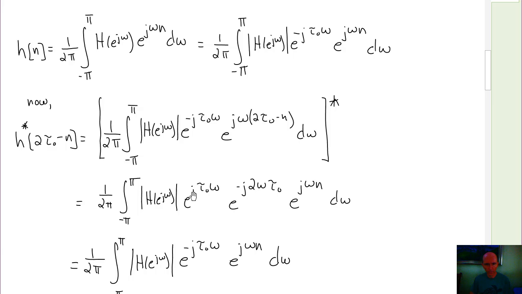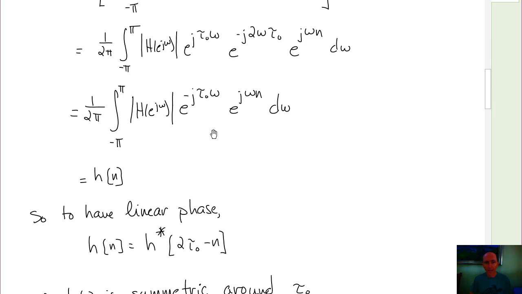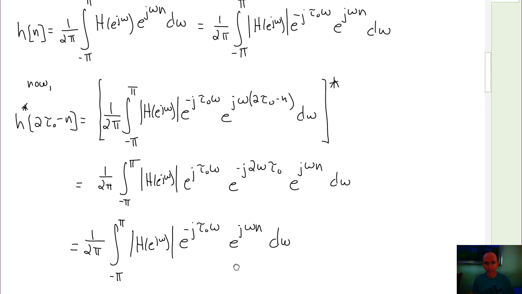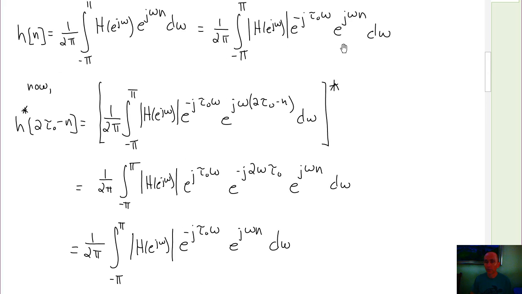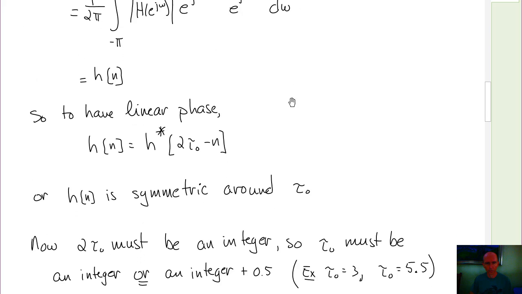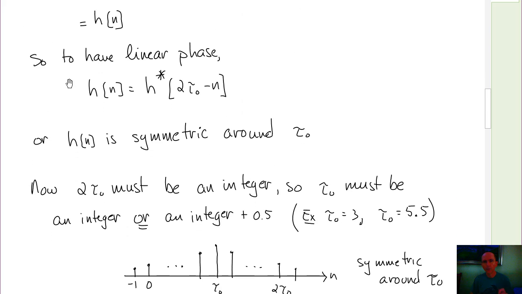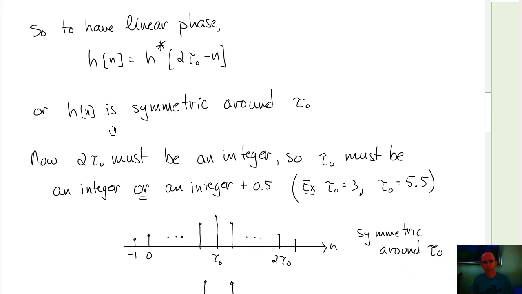Now when we do that, the complex conjugate of course changes the sign of all the terms. Let's break this into two terms, and we see that these terms we can add together. The result is the exact same function we had up here for h of n. In other words, for a filter to be linear phase, h of n must be equal to the complex conjugate of h of 2 tau 0 minus n. Another way of saying this is that h of n is symmetric around tau 0.